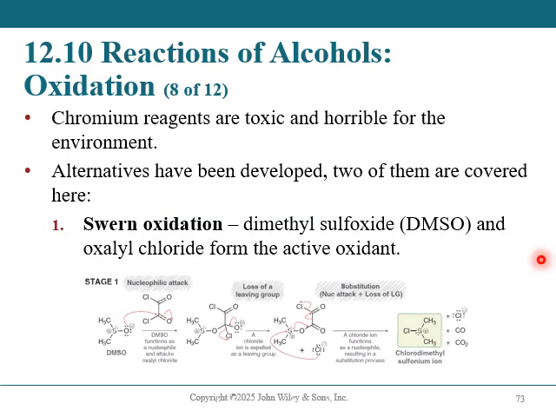One of the major drawbacks of these reactions is that chromium tends to be very toxic and really bad for the environment. So we work toward developing alternatives that are more environmentally friendly, some of which we're going to be covering here. The first one involves what we call the Swern oxidation. It involves the use of DMSO and oxalyl chloride to form what we call the active oxidant, which is this guy right here, the chlorodimethylsulfonium ion.